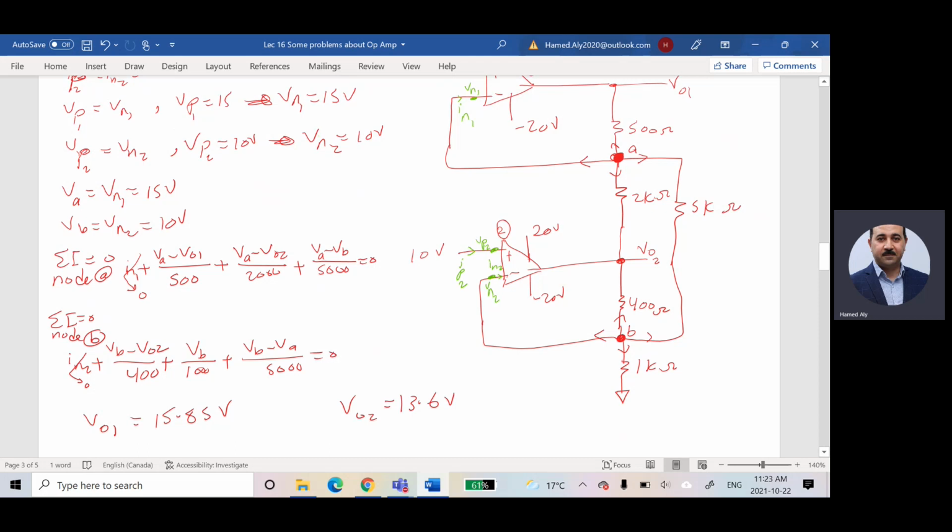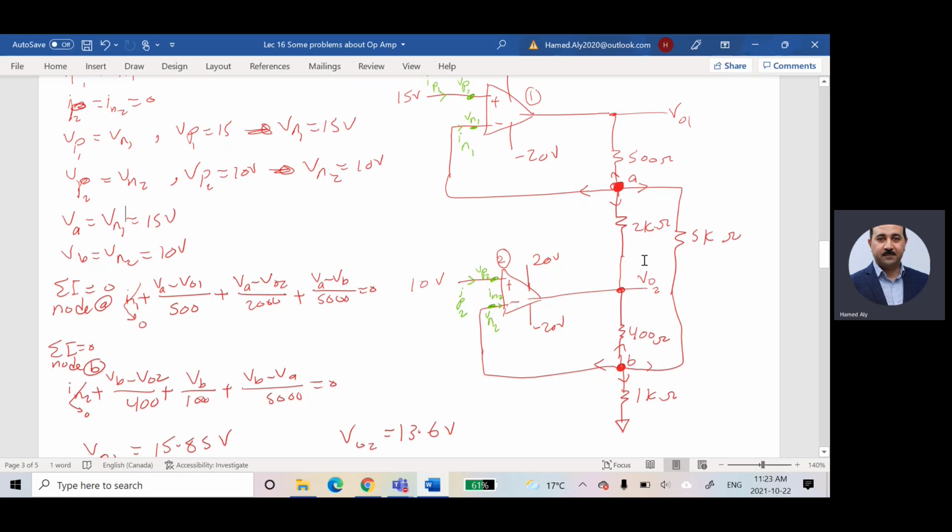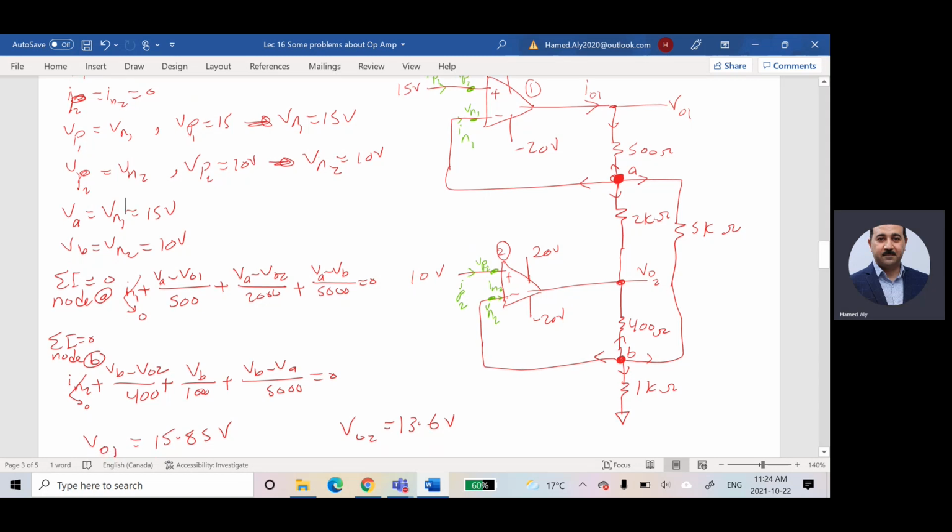He asked me also about the output power going from this guy and the output power going from this guy. What is the power equal to? P is equal to V times I. So for finding the power, what should I do? I have to calculate the current for the operational amplifier. This current is equal to what? It is equal to this, right? So this current is considered as IO1. It is equal to this current. Am I right?